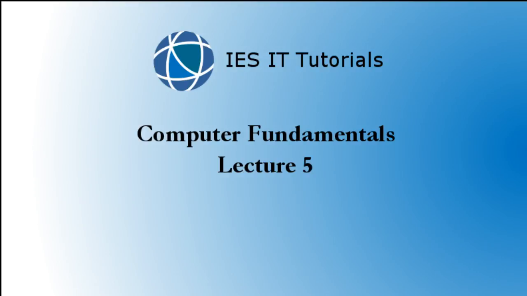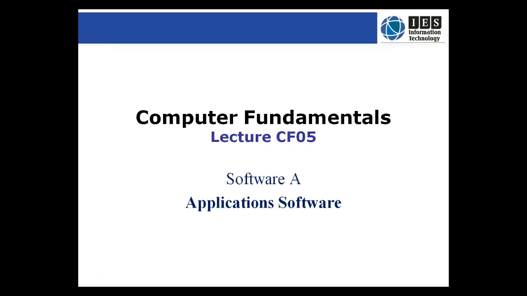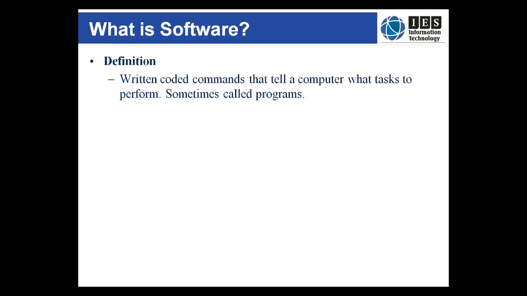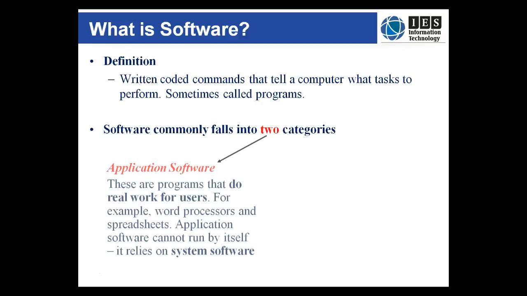This is the only video covering the Computer Fundamentals Lecture 5, and this video will focus on application software. Software is a generic term for computer programs. Programs are the commands that tell a computer what task to perform. Software commonly falls into two categories: application software and system software. This lecture is going to be focused on application software.